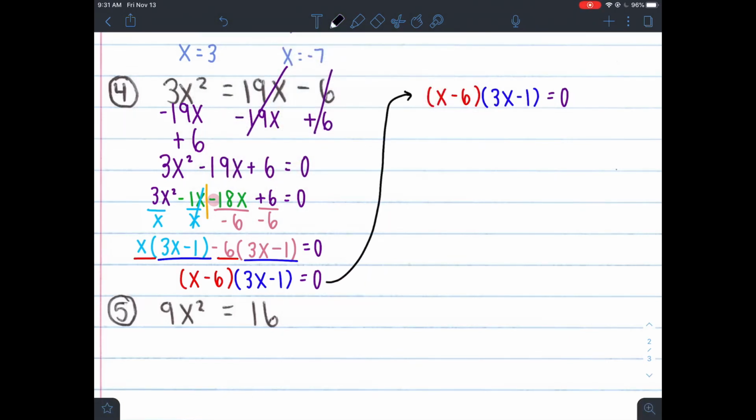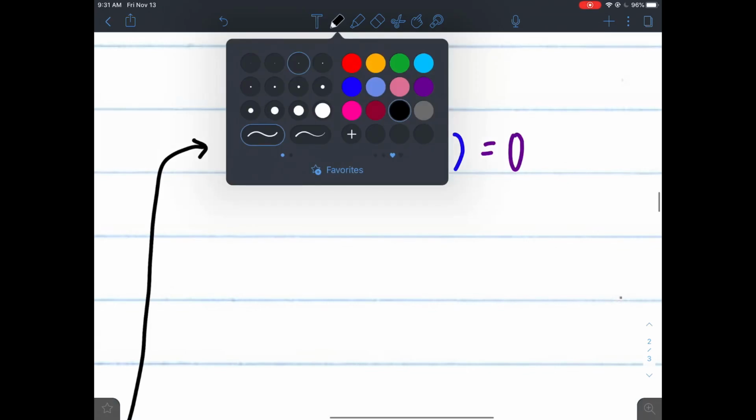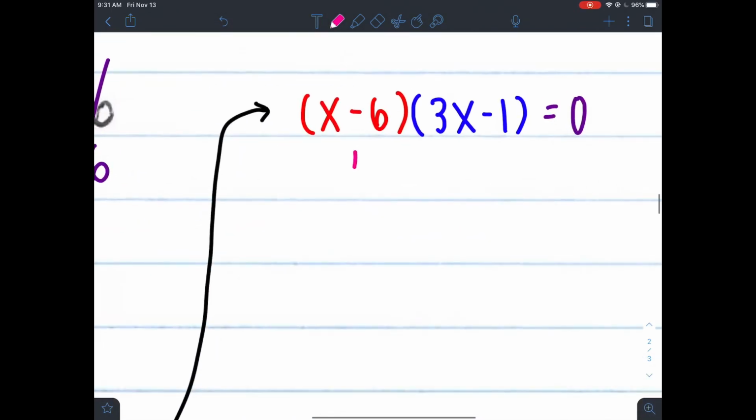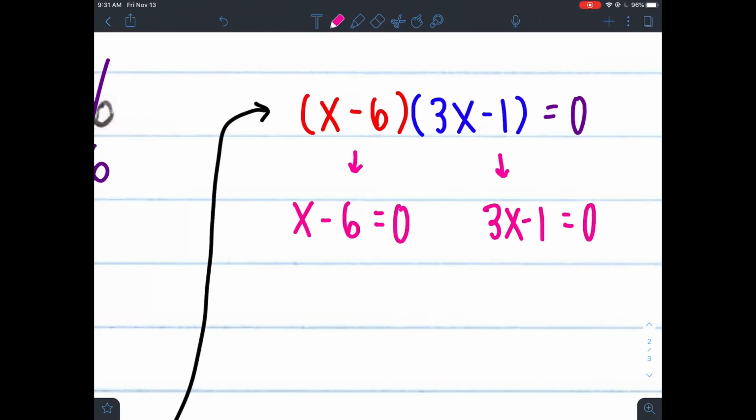So I'm going to move this here because I've run out of room. Are you going to set all of your factors equal to 0? Sometimes you might have 3 factors, sometimes you only have 1 factor, so it just depends on the problem. But I'm going to set all of my factors equal to 0 here. All right, so one of our factors here is x minus 6, and we're going to set that equal to 0, and the other factor is 3x minus 1 equal 0.